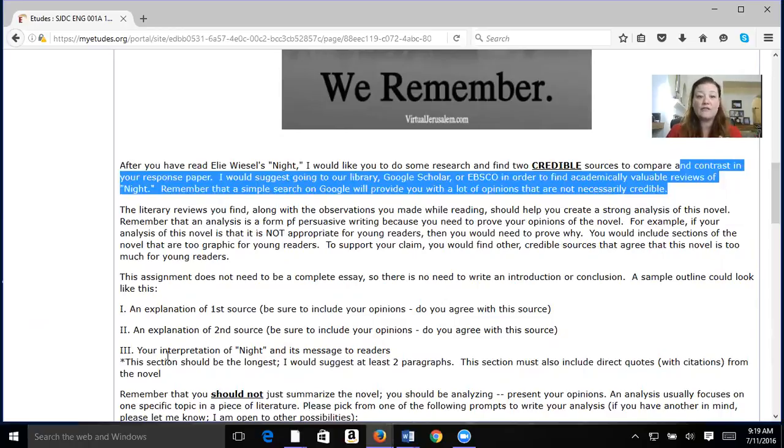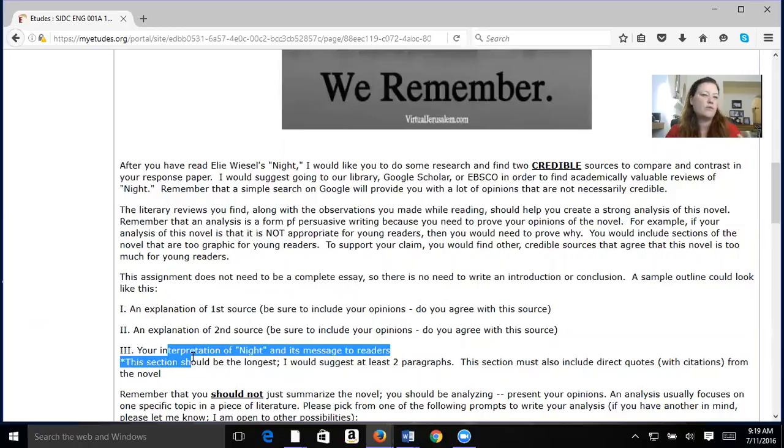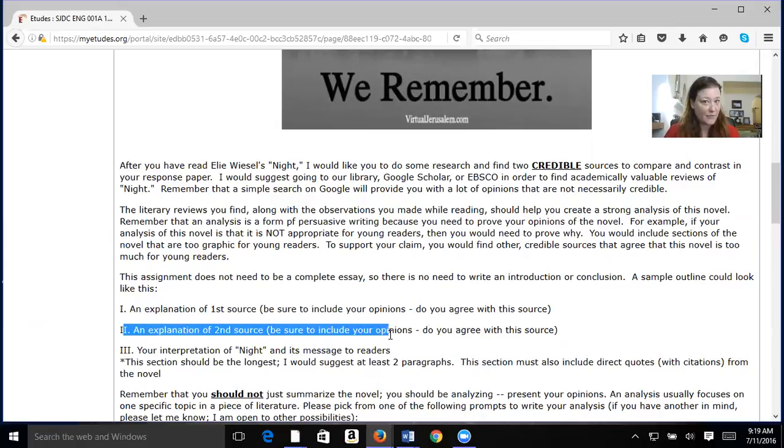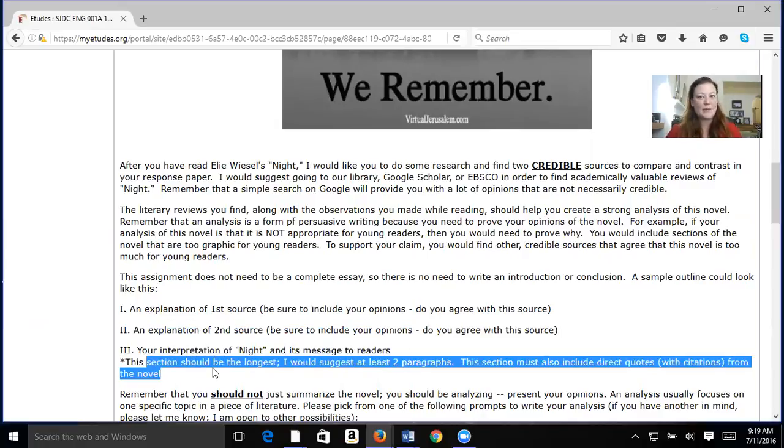So what did person A say versus what did person B say? And then you're going to give me your interpretation of Night and tell me whether or not you really agreed with those sources. So again, give me the explanation of the first source. Be sure to include your opinions. Do you agree? Then give me an explanation of the second source. Give me your opinions. Do you agree? And then overall, your thoughts about Night.